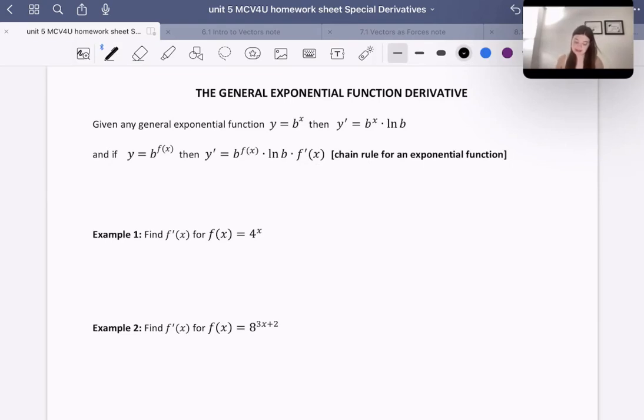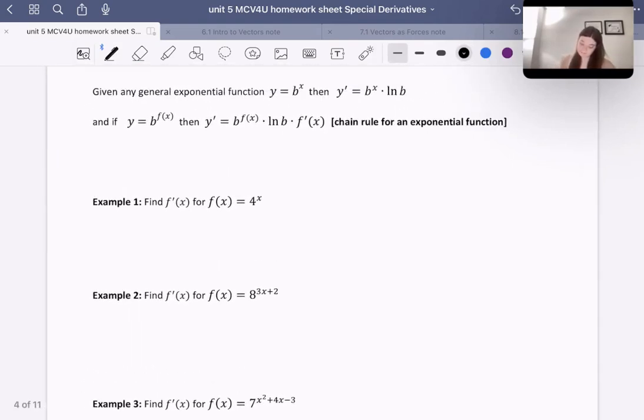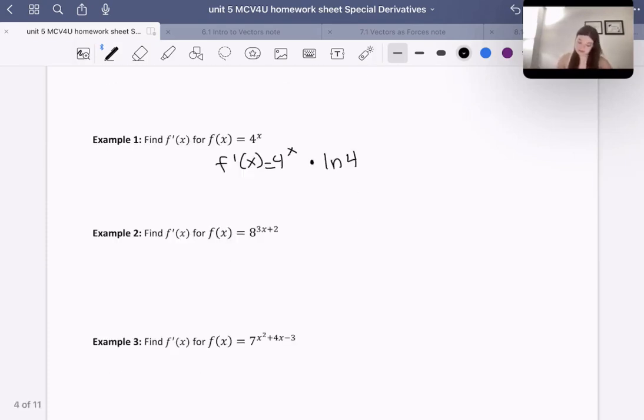The first example is find the derivative of 4 to the power of x. To do that, I'm just going to repeat 4 to the power of x because that's the first thing we do here, and then times ln 4. And there you go, there's our answer. It's 4 to the power of x times ln 4.